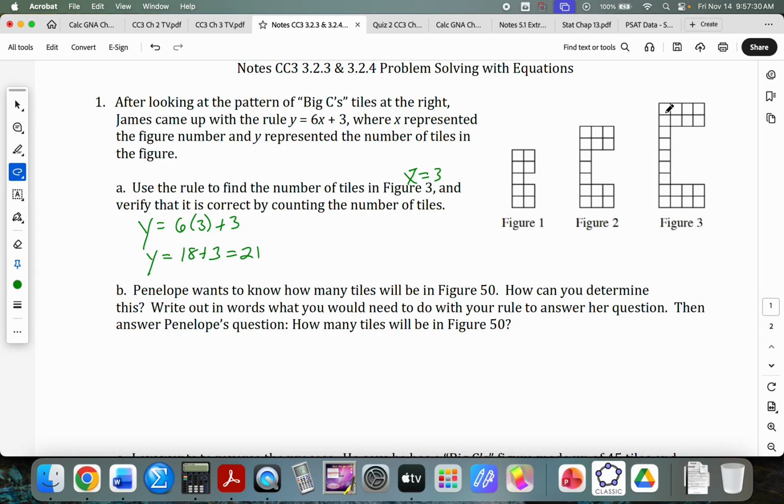So let's check that by actually counting. 1, 2, 3, 4, 5, 6, 7, 8, 9, 10, 11, 12, 13, 14, 15, 16, 17, 18, 19, 20, 21. Okay. So it is correct.